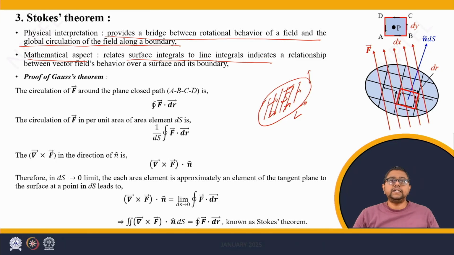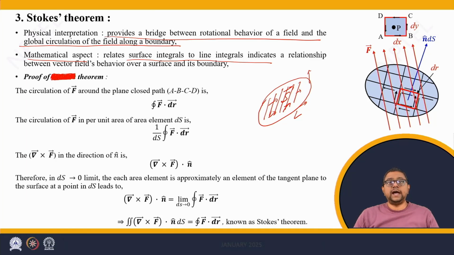Mathematically, it relates surface integrals to line integrals. Recall that the Gauss theorem is also a similar quantity which relates volume integrals to surface integrals. Thus, Gauss theorem and Stokes theorem can be understood along similar lines.